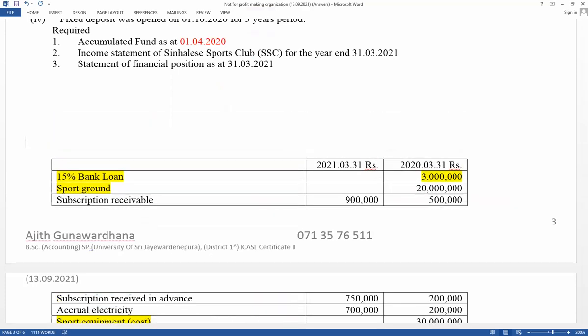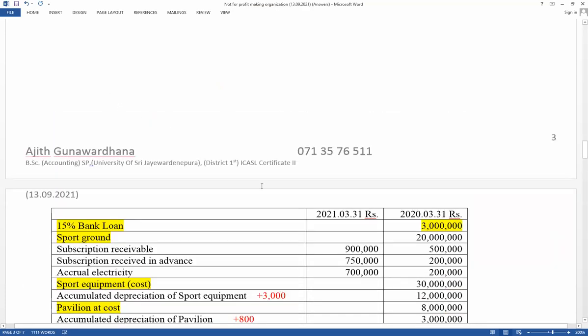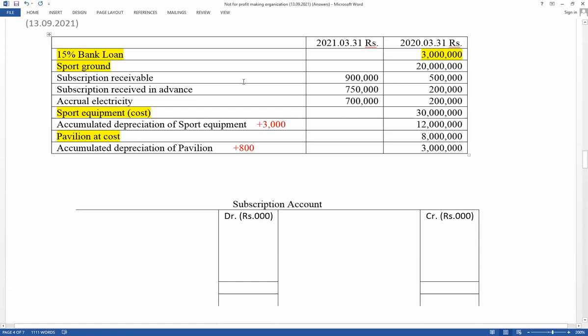Try to complete the subscription accounts. Think about the subscription receivable opening and closing balance, as well as the given subscription received in advance opening and closing balance. Subscription receivable is an asset: 31st March 20, opening balance; 21, closing balance. Therefore, the subscription receivable opening balance of 500 goes on the debit side as a balance brought forward.